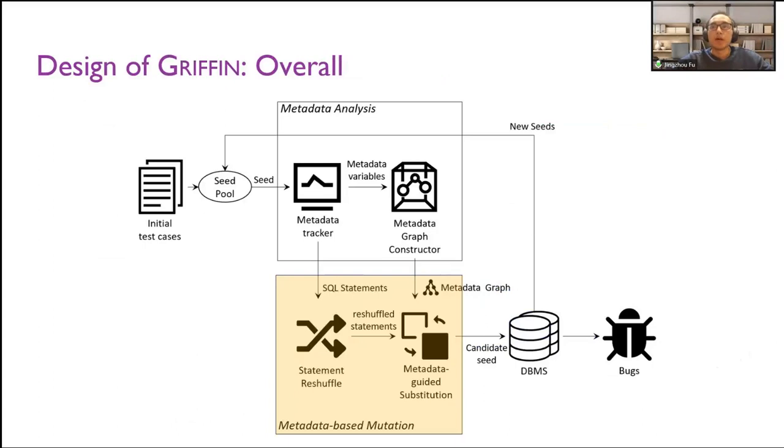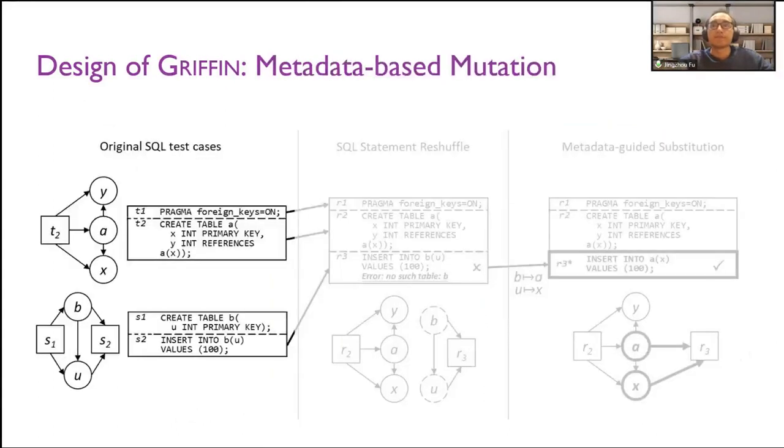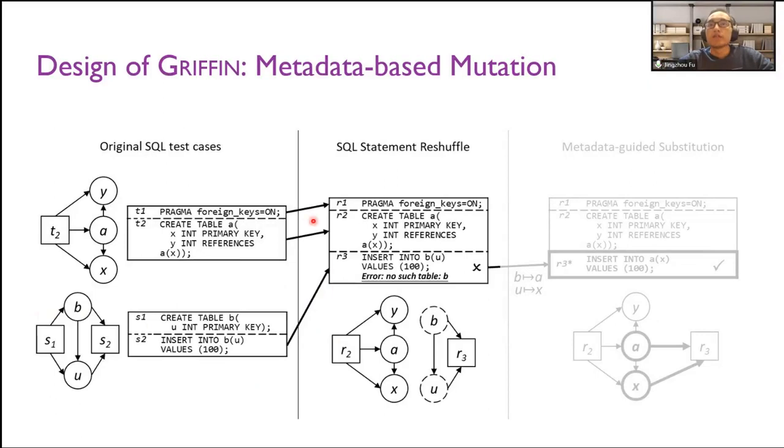With the metadata graph, how does Griffin mutate the test cases? Considering we have such two test cases with their metadata graphs constructed already. First, we reshuffle the statements and get an intermediate test case, and the graph below is its current metadata graph, which is constructed according to the graphs of the two original test cases.